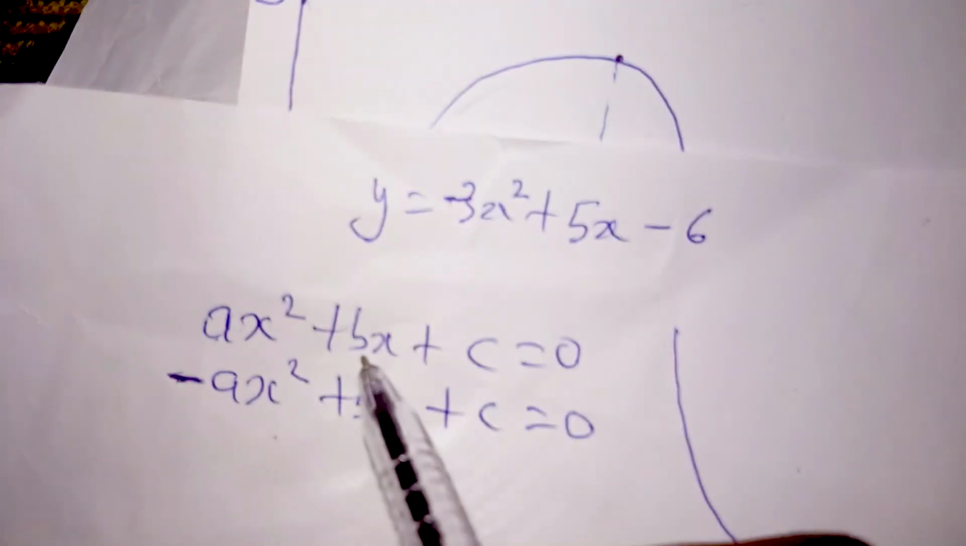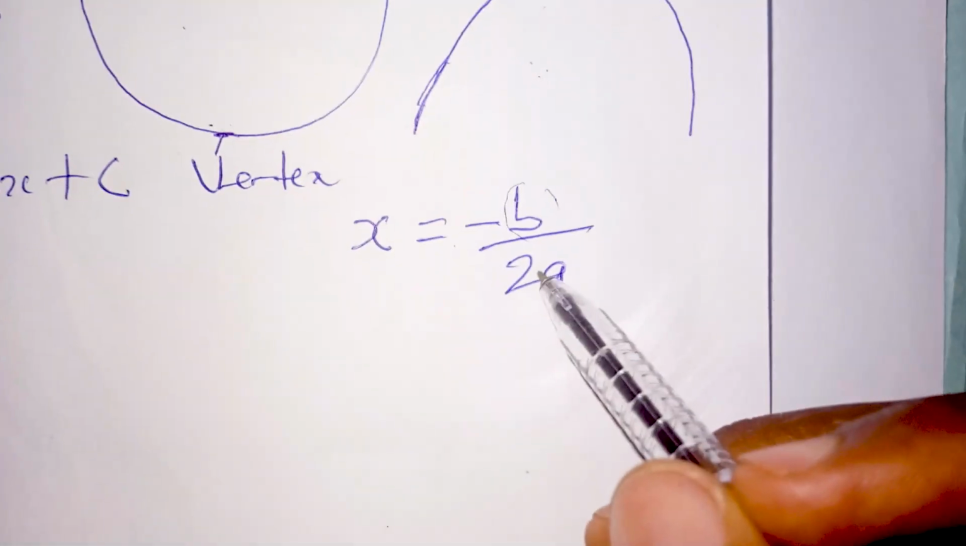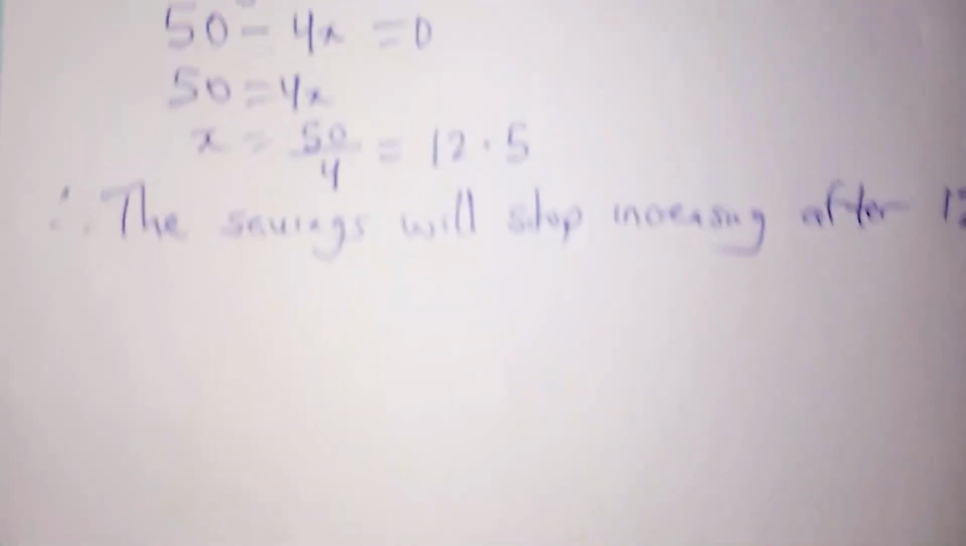You know where we got b from? B is the coefficient of x, while a is the coefficient of x squared. So you can also make use of this formula to get the value of x. And how do you do that? So this is an alternative method.